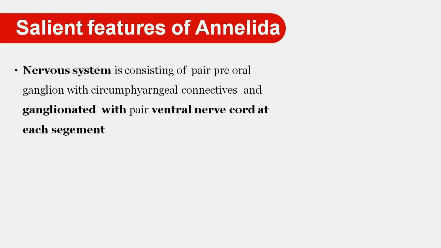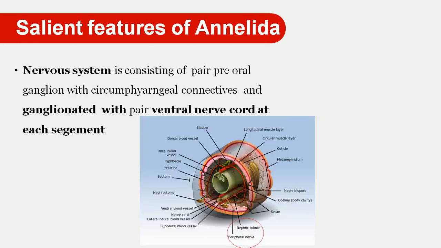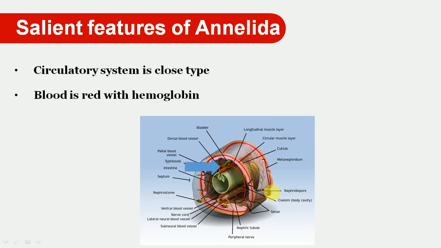Then the nervous system in that animal consists of a pair of oral ganglia, then the circumpharyngeal connectives joined with a ganglionated pair of ventral nerve cords at each segment. You can look at the picture. This is a nerve cord and the peripheral nerve. It is present on the ventral side and easy to see.